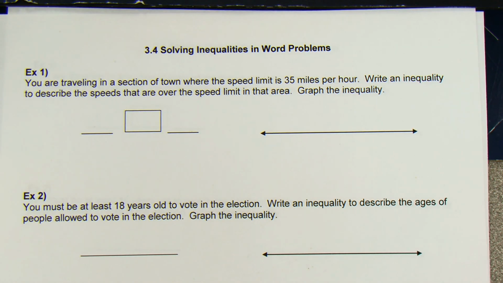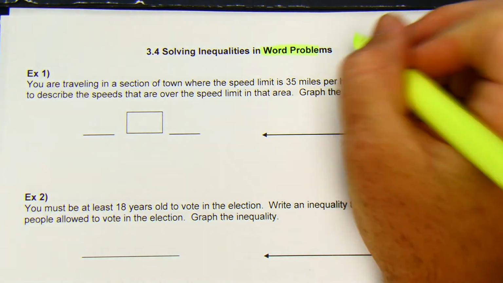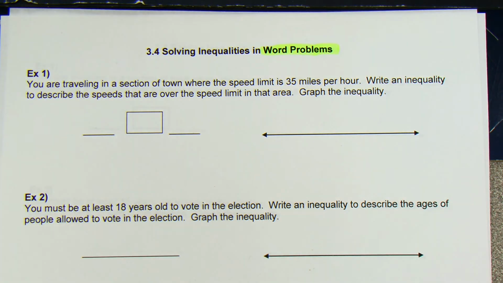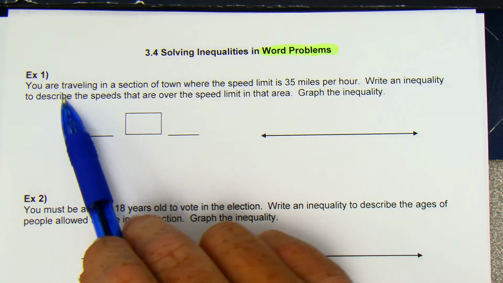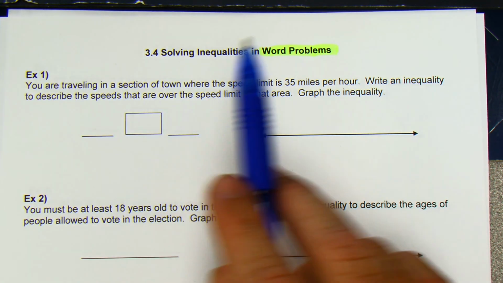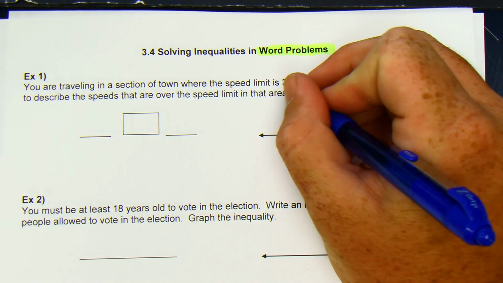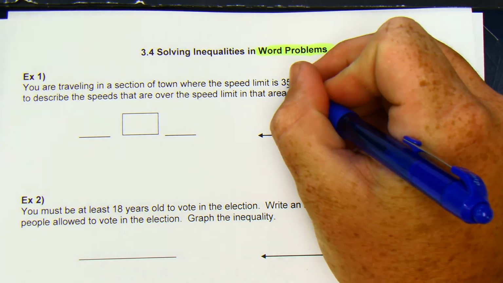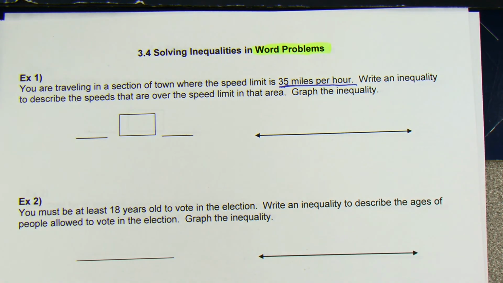So this first one, first, I'm going to highlight our title there. We're solving inequalities and word problems. I'm going to highlight word problems. For all of these, we want to first annotate the word problem. We want to highlight and underline anything we feel like is important. So it says you are traveling in a section of town where the speed limit is 35 miles per hour. Anytime I see a number in a word problem, I want to underline it or highlight it because I know that's important information.